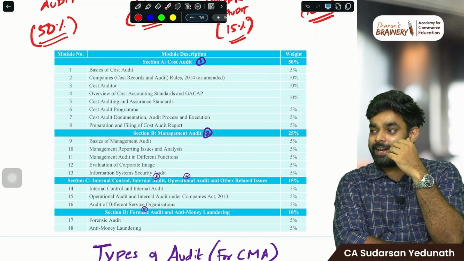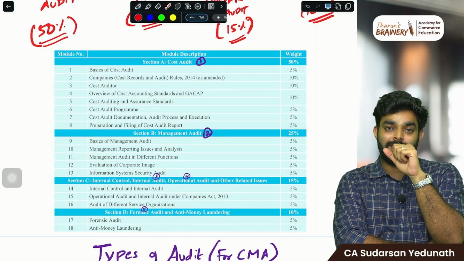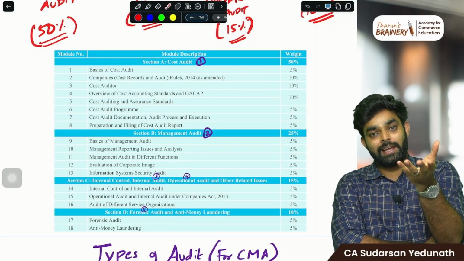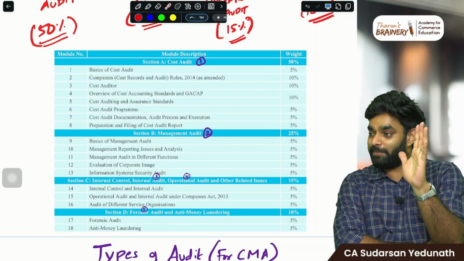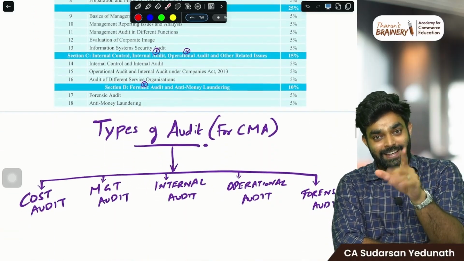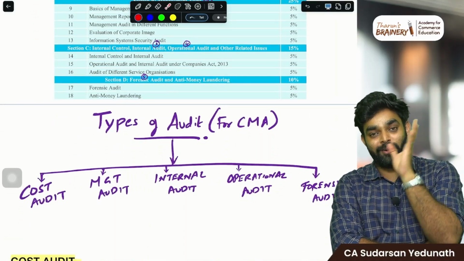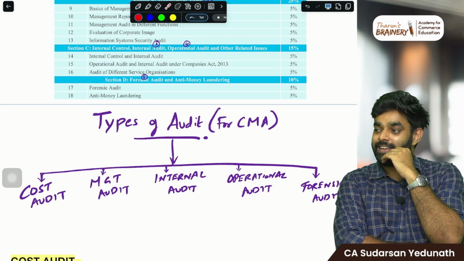So that is why I decided this is a basics class. Let me focus on basics. If you buy the lecture or don't buy the lecture, that is your thing. But at least you'll get an idea about the differences of each and every audit. So I thought of taking it like that.